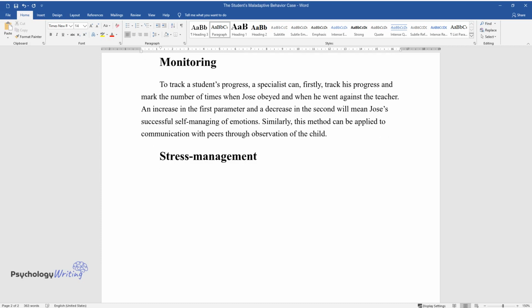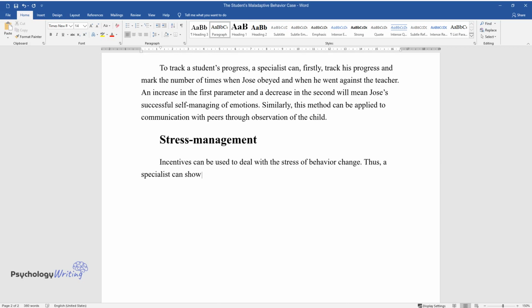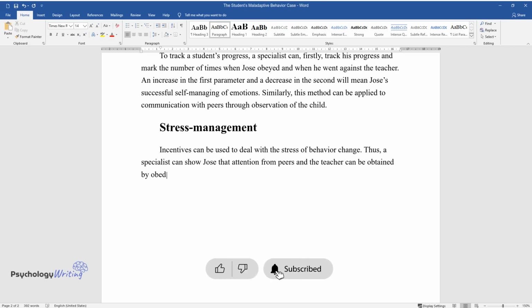Stress management. Incentives can be used to deal with the stress of behavior change. Thus, a specialist can show Jose that attention from peers and the teacher can be obtained by obedience. Moreover, such behavior brings much more joy and benefit to the student himself.